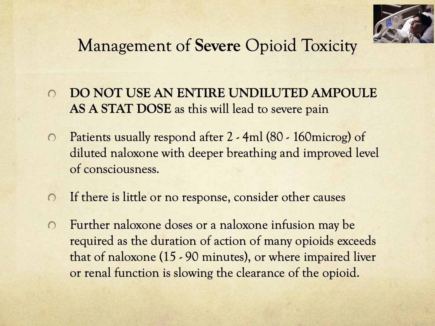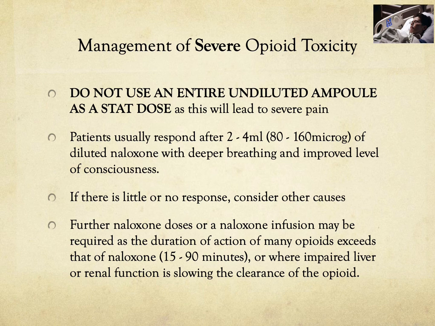Note how we do not use an entire undiluted ampule as a stat dose. This could lead to severe pain, which would not be responsive anymore to opioids until the naloxone has worn off. Patients will usually respond to 2 to 4 ml, that's 80 to 160 micrograms, of diluted naloxone with deeper breathing and improved level of consciousness. If there is little or no response to naloxone, consider other causes again other than opioid toxicity.